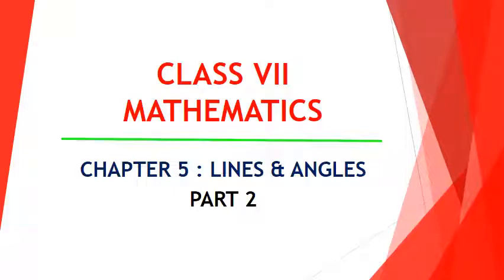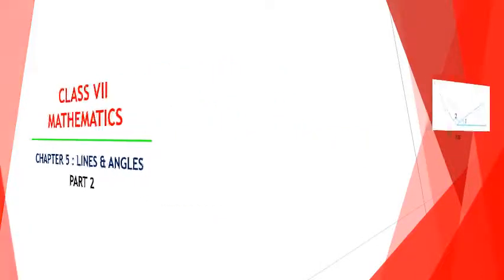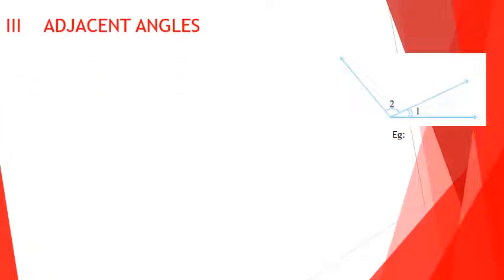Welcome back to class 7 mathematics. Our chapter is lines and angles. We are discussing pair of angles. Our third pair of angle is known as adjacent angles. So we can see what is meant by adjacent angles.